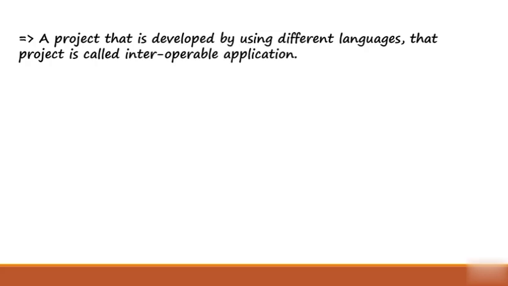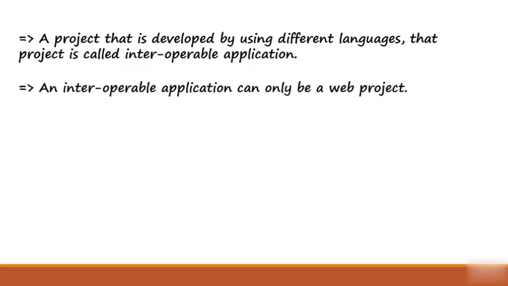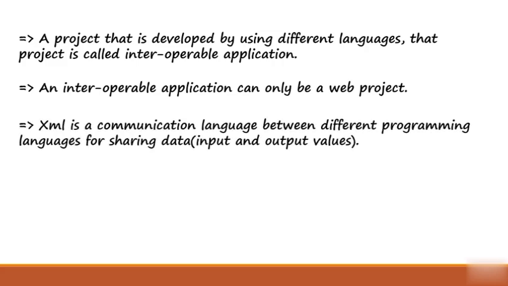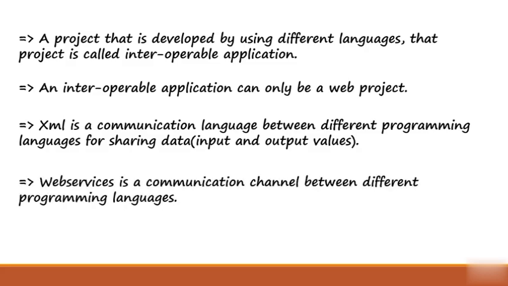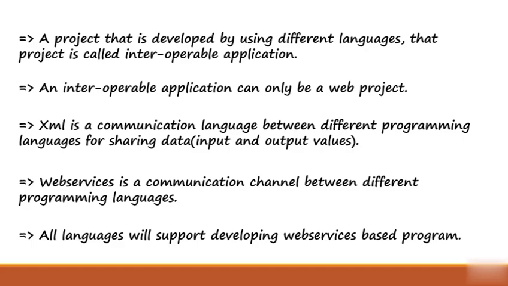A project that is developed by using different languages is called an interoperable application. An interoperable application can only be a web project. XML is a communication language between different programming languages for sharing data, input and output values. Web services is a communication channel between different programming languages. All languages will support developing web services based programs.